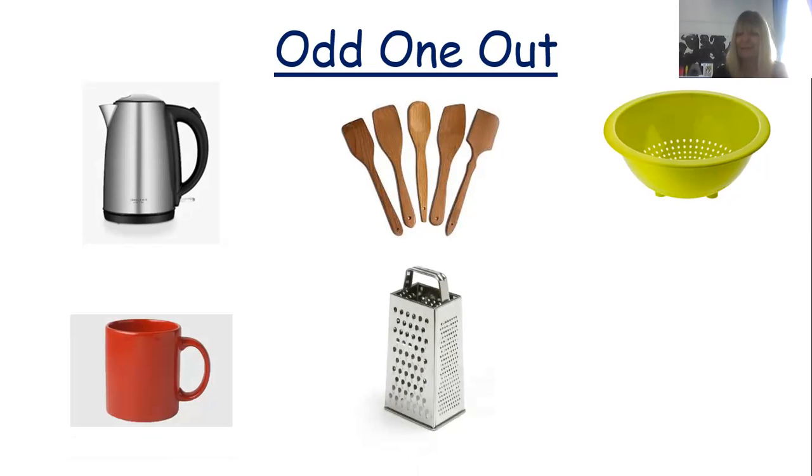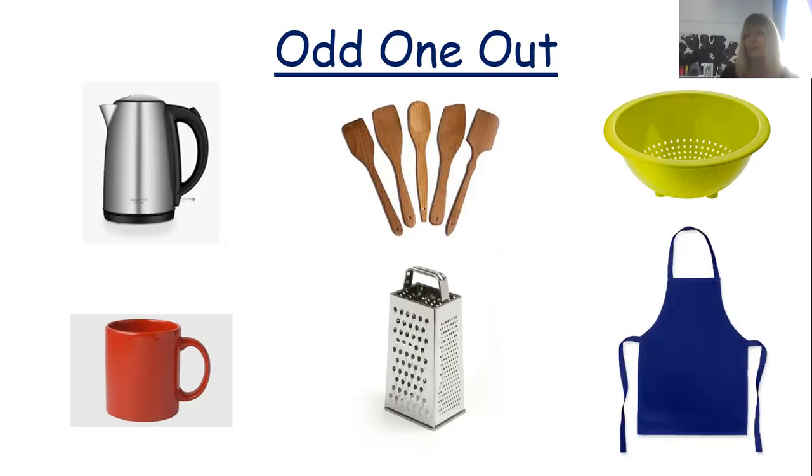Have a quick look at that and see if you know what that does. Have you seen one before? Have you got one at home? I use mine for grating cheese or carrots, things like that. It's a grater. And the last picture, I've got one of these. It's an apron. So what room do you think we'd find all these things in? These are all things that I find in my kitchen, useful for cooking and eating and so on.